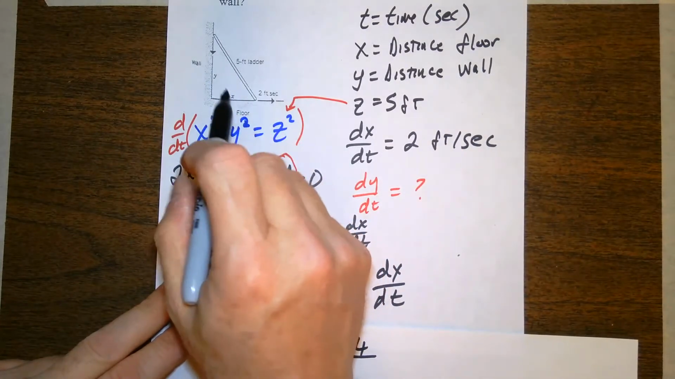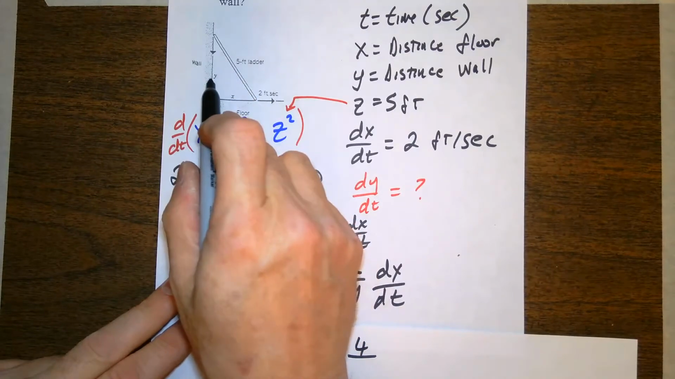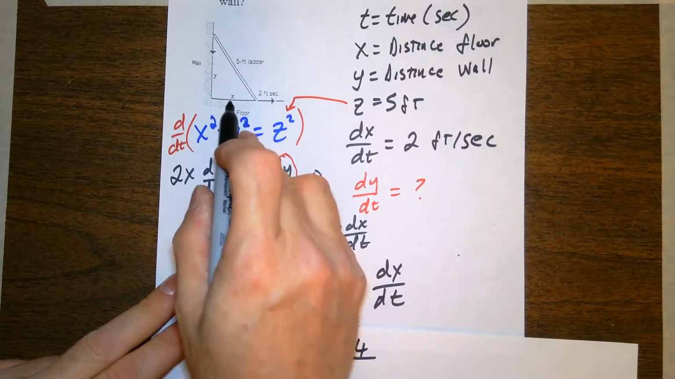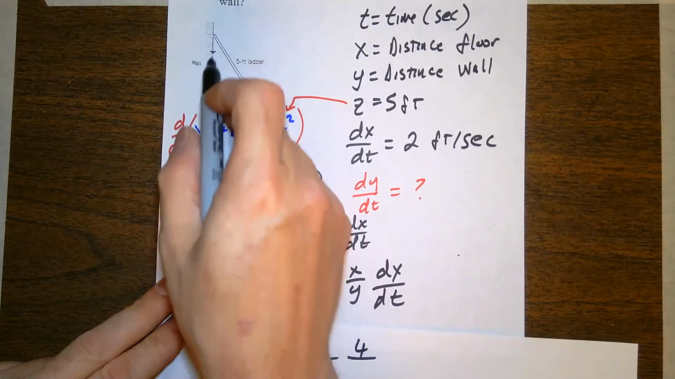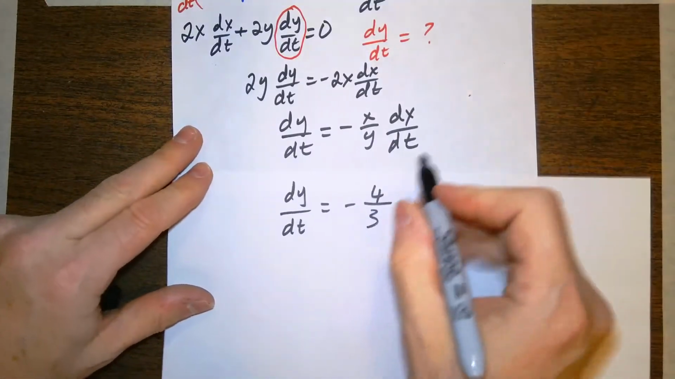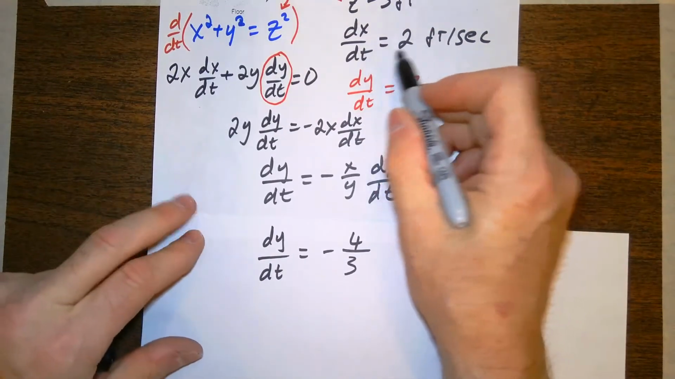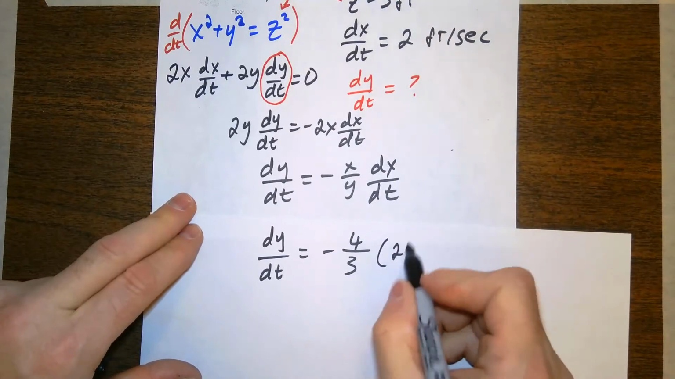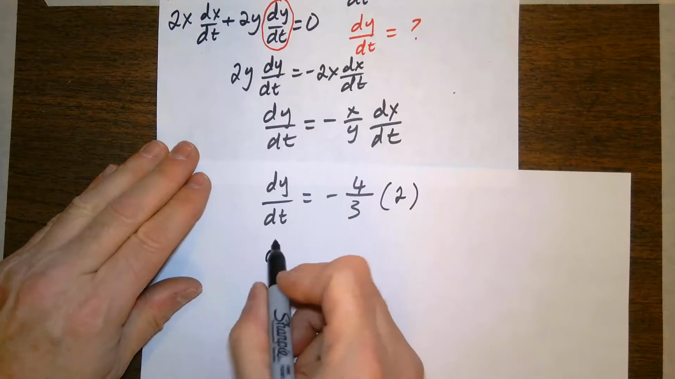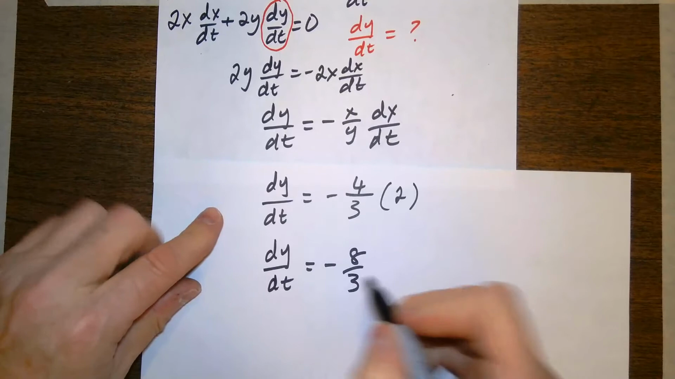At that instant, when the ladder is 4 feet from the wall, what's the y value? And again, I think we can see a nice, well-behaved Pythagorean triple here. If this is 4 and 5, this would be 3. So at the instant the base of the ladder is 4 feet away from the wall, the top of the ladder is 3 feet up the wall. So 3 is going to go in for y. dx/dt is the rate of the ladder moving away, which is 2. So simplifying here, my dy/dt is going to be negative 8 thirds.